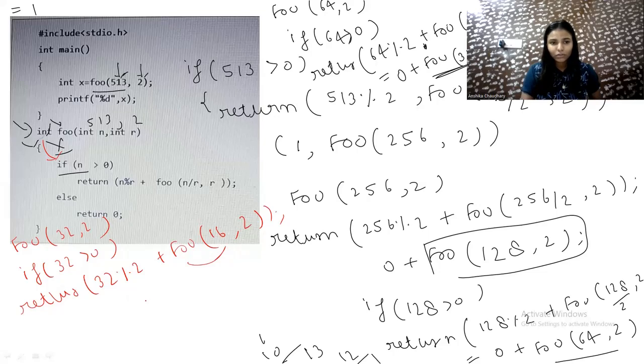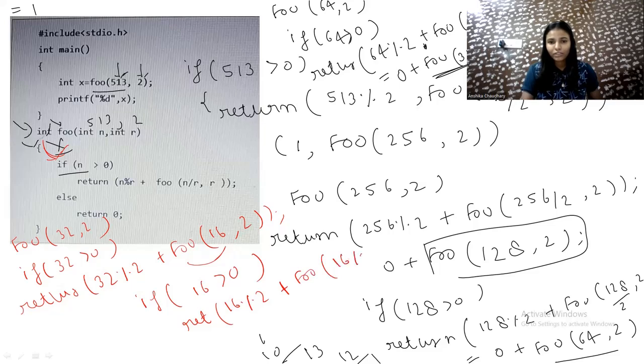So for 16 comma 2, when we are in the function, we check if n is greater than 0. This time we are checking if 16 is greater than 0, and in the return line we have 16 modulus 2 plus we are calling the same function again for the value of 16 by 2 comma 2. This will give remainder as 0, plus we are calling the function again, and it will give 8 comma 2. Now the function will run for the value of 8 and 2.